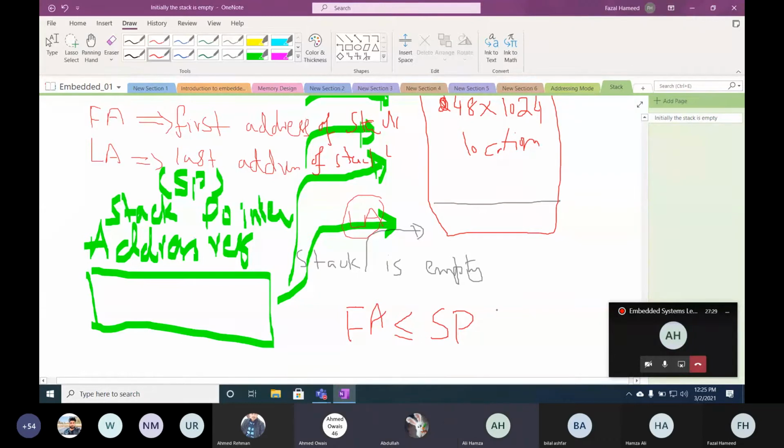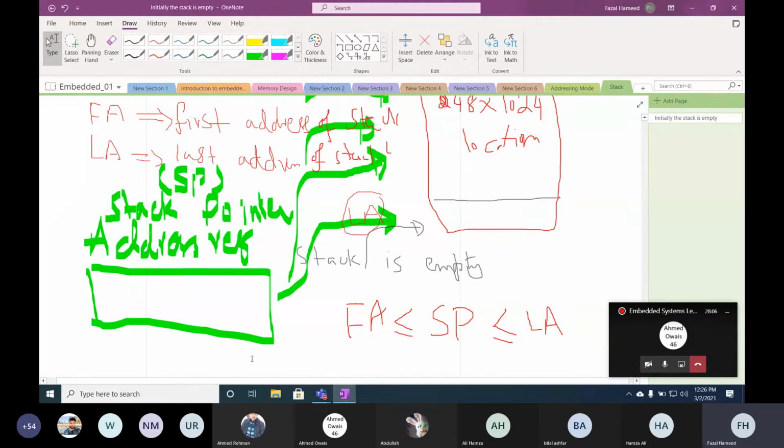So, stack pointer. The first address of the stack should be smaller or equal to SP, or SP should be smaller or equal to what? LA. And actually, will this SP move in the upward direction or in the downward direction? Downward direction.